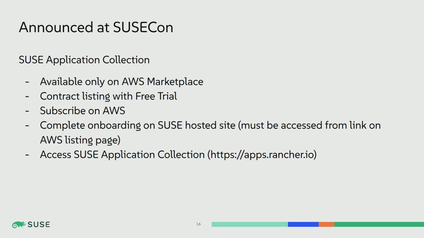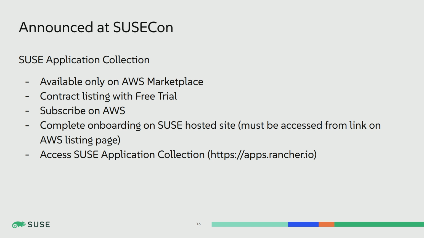The way it works is that you subscribe in AWS in the marketplace. Then you need to access a link that is on the AWS marketplace listing. That takes you to the SUSE site for an onboarding page. You fill out the information there. Basically, we're looking for your contact information because we don't get that from AWS. And you will become a direct customer of SUSE through this process. So we want to know your email, your name, your phone number, things like that.